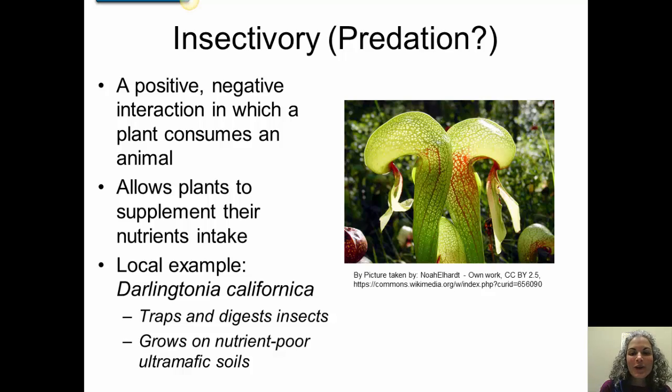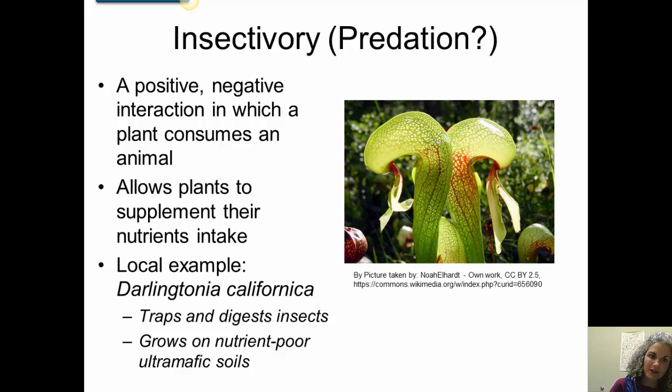So your Boundless book talked about predation, which is defined as a positive-negative interaction in which one animal consumes another. That doesn't necessarily relate to plants, except if you consider insectivory a form of predation. Insectivory is a positive-negative interaction in which a plant consumes an animal. Now, obviously, this isn't very common.